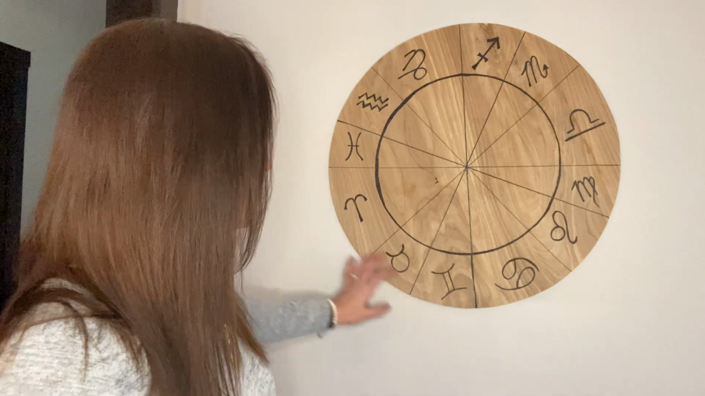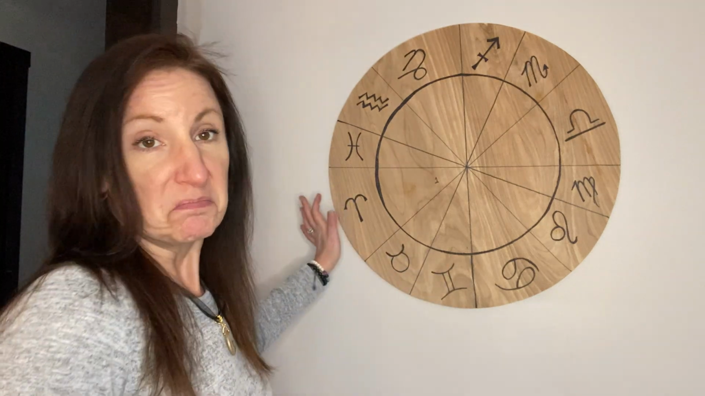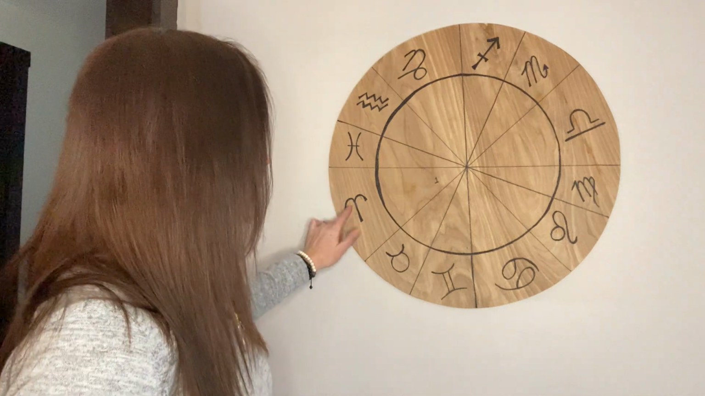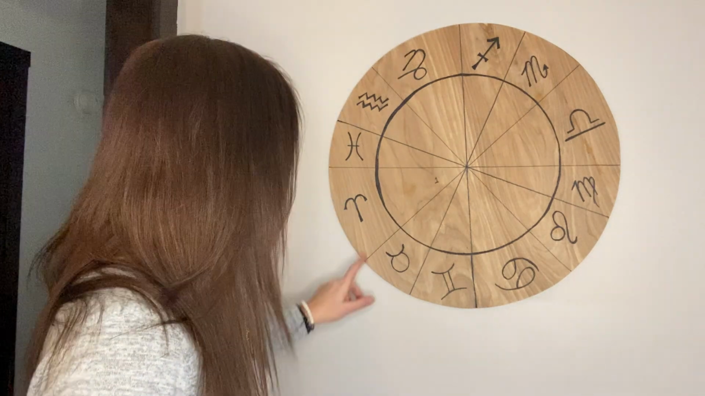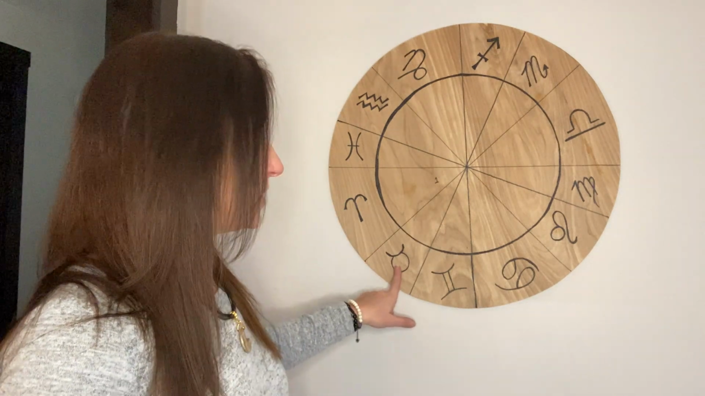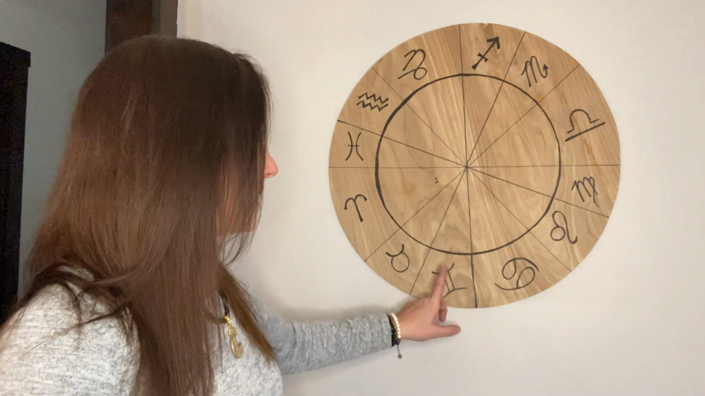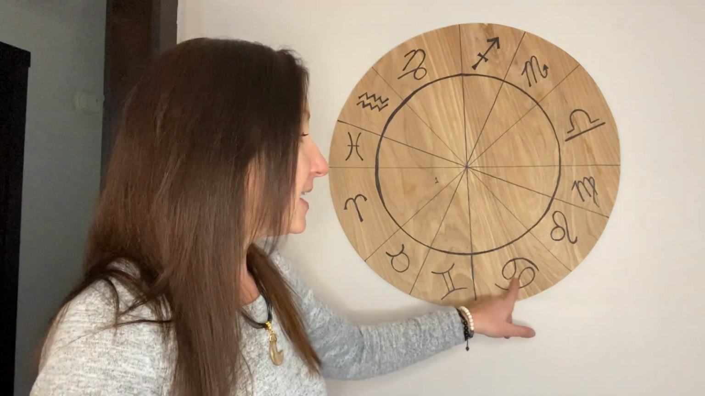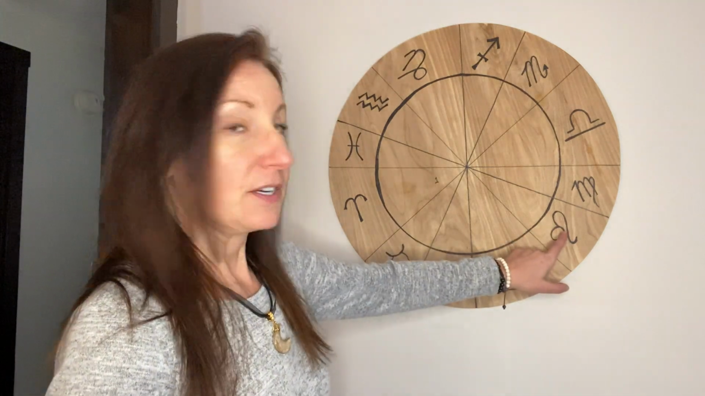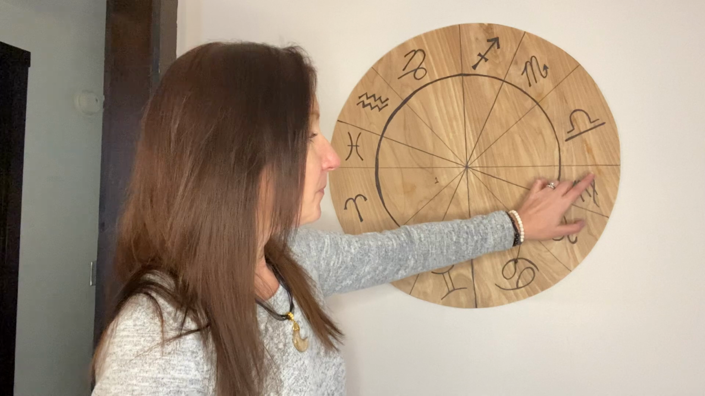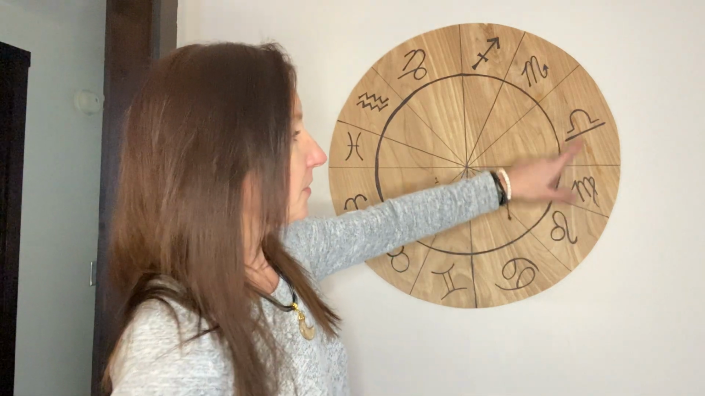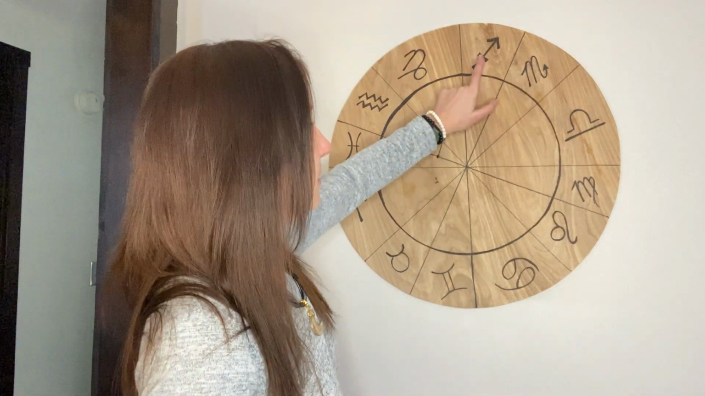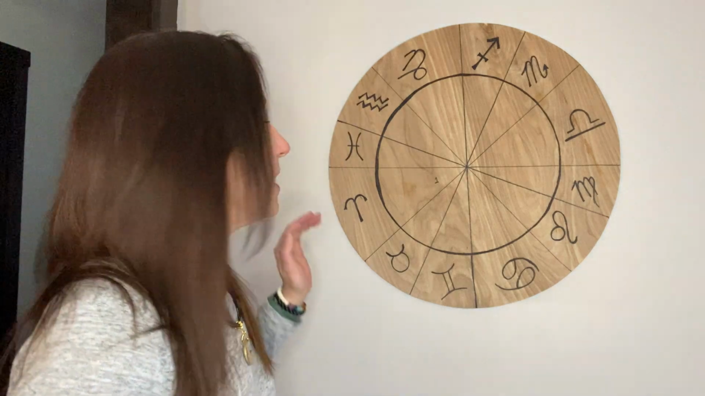So it starts in the group, so we start with Aries. Again, might as well start here. And Aries is a fire sign. And then we have Taurus, which is an earth sign. Then air is Gemini, and then water is Cancer. And then it starts all over with fire, earth, air, water, fire, earth, air, water.